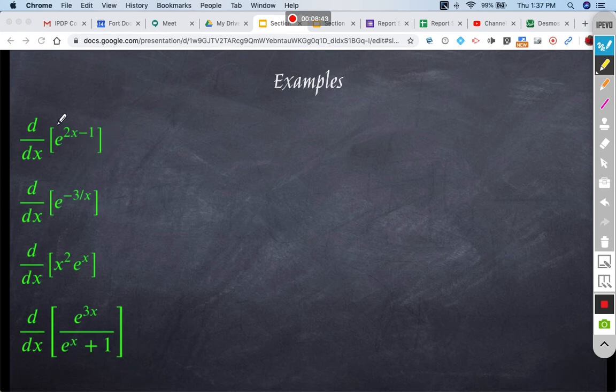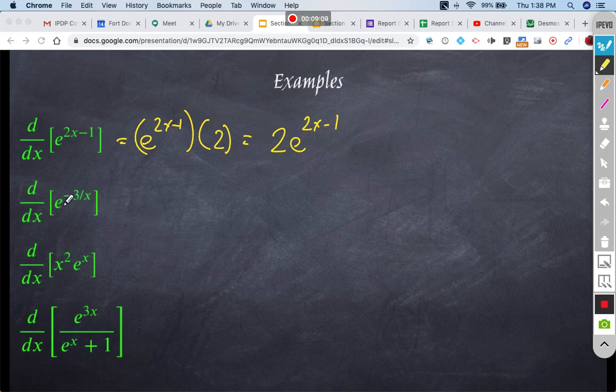First one is pretty much straightforward. Definition of e to the u is e to the u times u prime. So we're just going to get e to the 2x minus 1 times the derivative of 2x minus 1. It's just 2e to the 2x minus 1. Sweet.